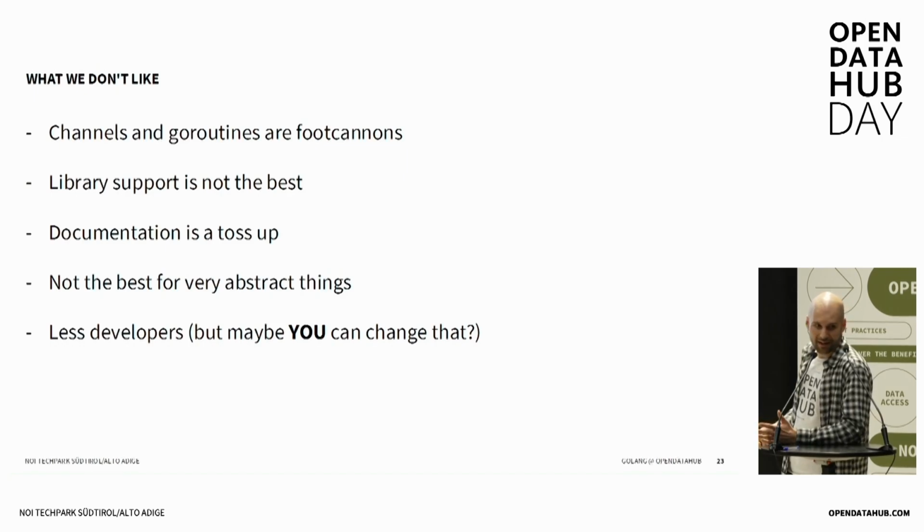What we don't like, channels and Go routines are foot cannons, so it's very easy to shoot yourself in the foot with those. It's a bit like pointers in C, so you have to fail 2 or 3 times to know, okay, maybe I shouldn't use them that much, or maybe I should be more considerate in the usage. The library support is not the best in the sense of it's not Java, but it is very good. It's not like a niche language. Documentation is a bit of a toss-up, so sometimes you find good documentation, sometimes not.